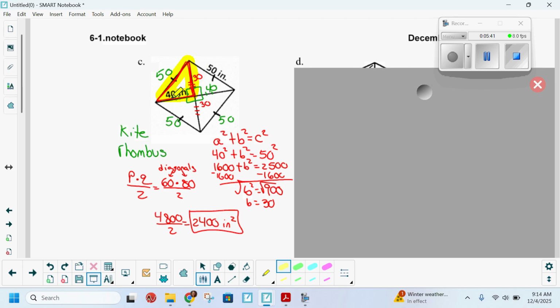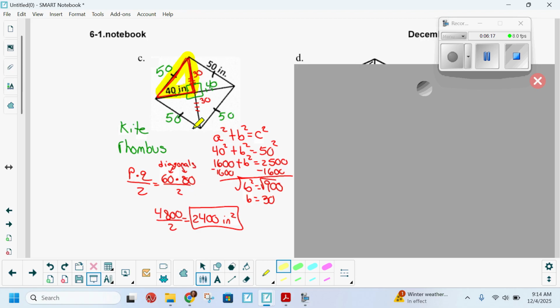So I'm going to go a squared plus b squared equals c squared. So 40 squared plus b squared equals 50 squared. So 1600 plus b squared equals 2500. Subtract the 1600. Then I'm going to take the square root of 900 and I get 30. So that's why this is 30 and so is this. So that means my diagonal right here is 60 and this diagonal right here is 80. So 60 times 80 divided by 2, 4800 divided by 2 is 2400 inches squared.